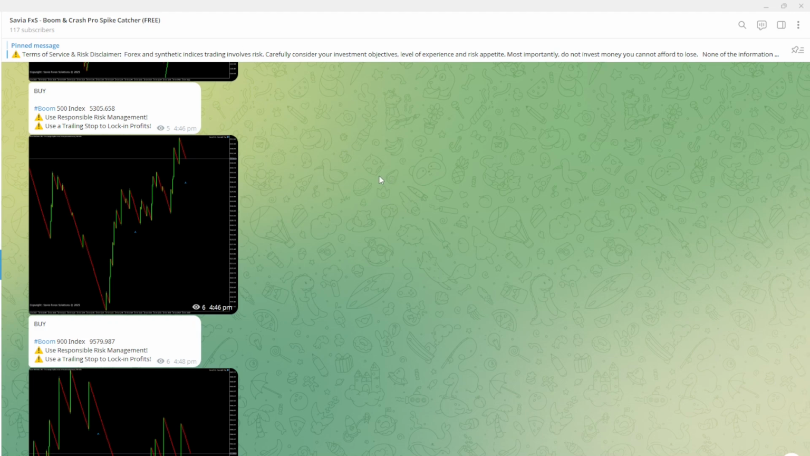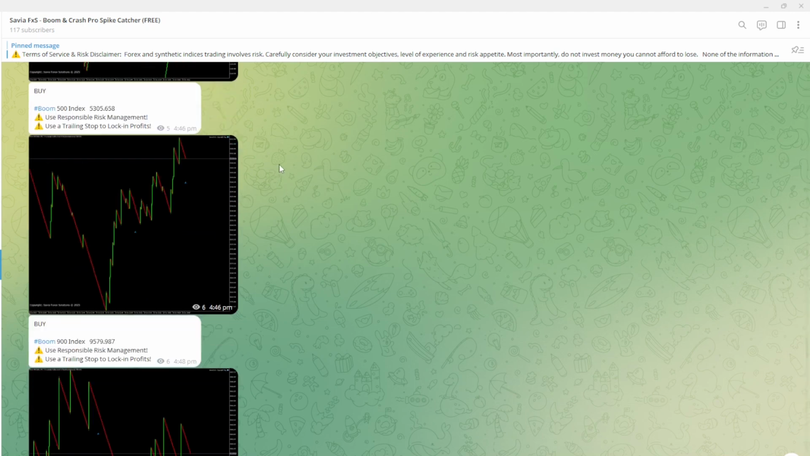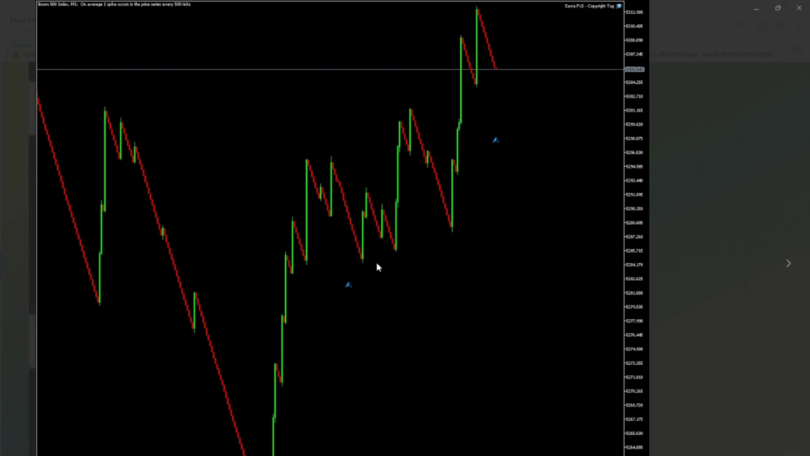So this particular channel or group essentially is for those who enjoy catching price spikes in the boom and crash indices. So you have high frequency signals. Like I said, they are 100% automated. And this is for people basically who like to scalp the boom and crash markets. As you can see here, with each signal, you get the signal with suggested entry price, and then messages telling you to use responsible risk management and use a trailing stop to lock in your profits. And with each signal, you also get an accompanying chart screenshot with the signal marker indicating where the suggested entry is.